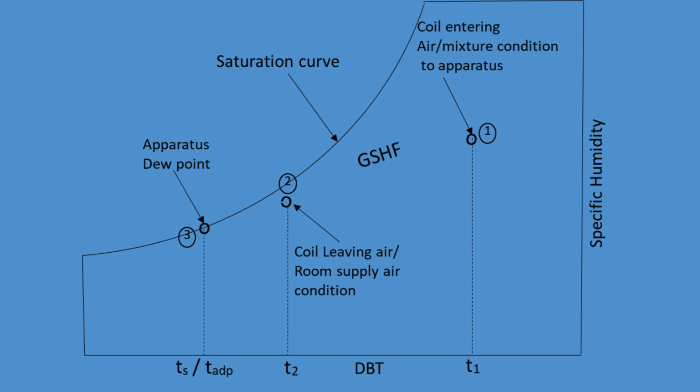Impacts comfort and efficiency. Proper control of the ADP is important for maintaining comfortable indoor air quality. If the ADP is not correctly managed, it can result in insufficient dehumidification or excessive energy use.